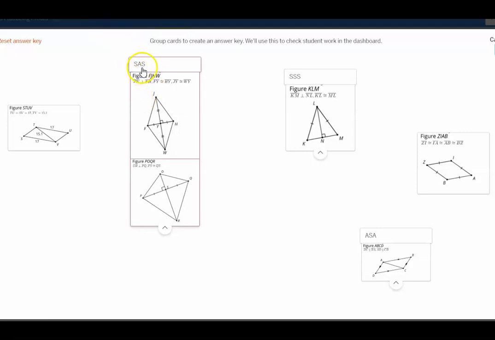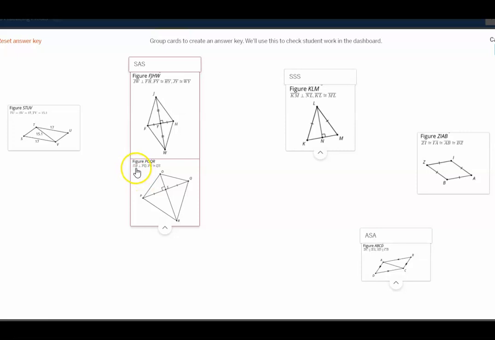These two are both side, angle, side. So for this one, it tells us segment JW is the perpendicular bisector of segment FH. So we know those are all right angles. FY, which is this interior segment, is congruent to segment HY. And JY, which is this segment, is congruent to WY, which is this segment. So as you can see, we have a side, an angle, and a side. So we can tell that these are congruent.